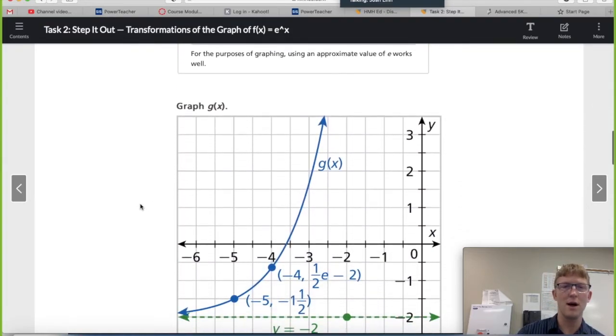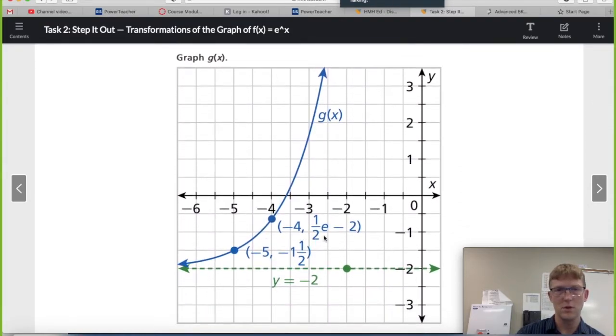So then we graph. We grab our 2 reference points. We know our asymptote, and then we approximate from there.